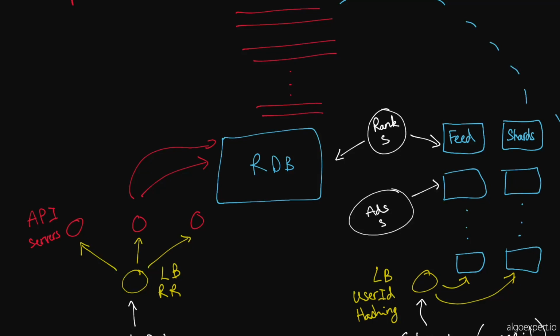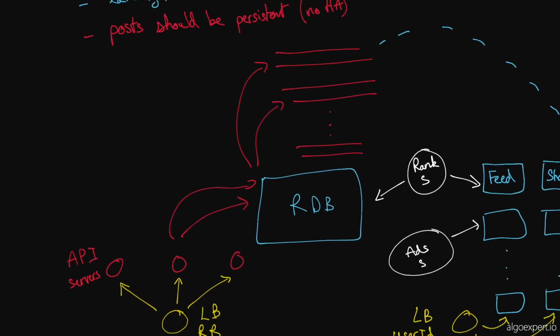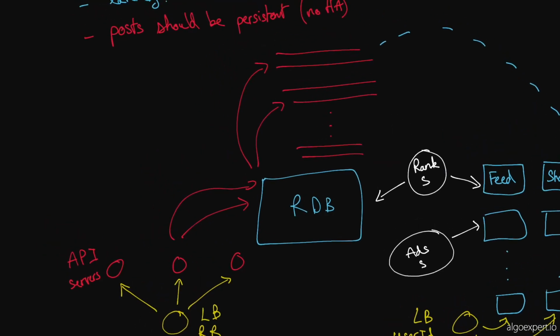And then once we have all this information from the database here, we can route to the appropriate topic based on user ID hashing. Now, there is one problem that I'm thinking about. It's that user ID hashing. Let me write hashing here.